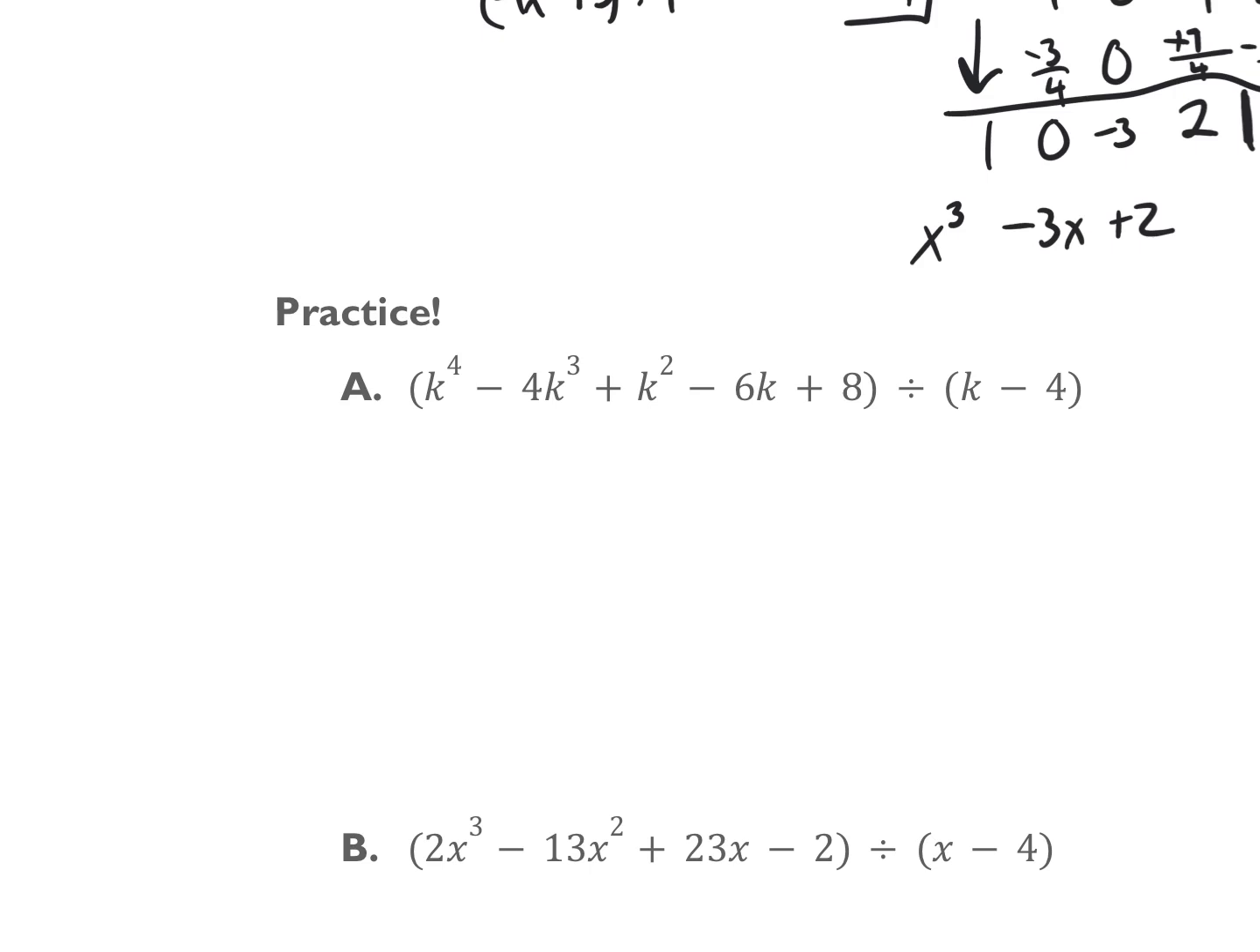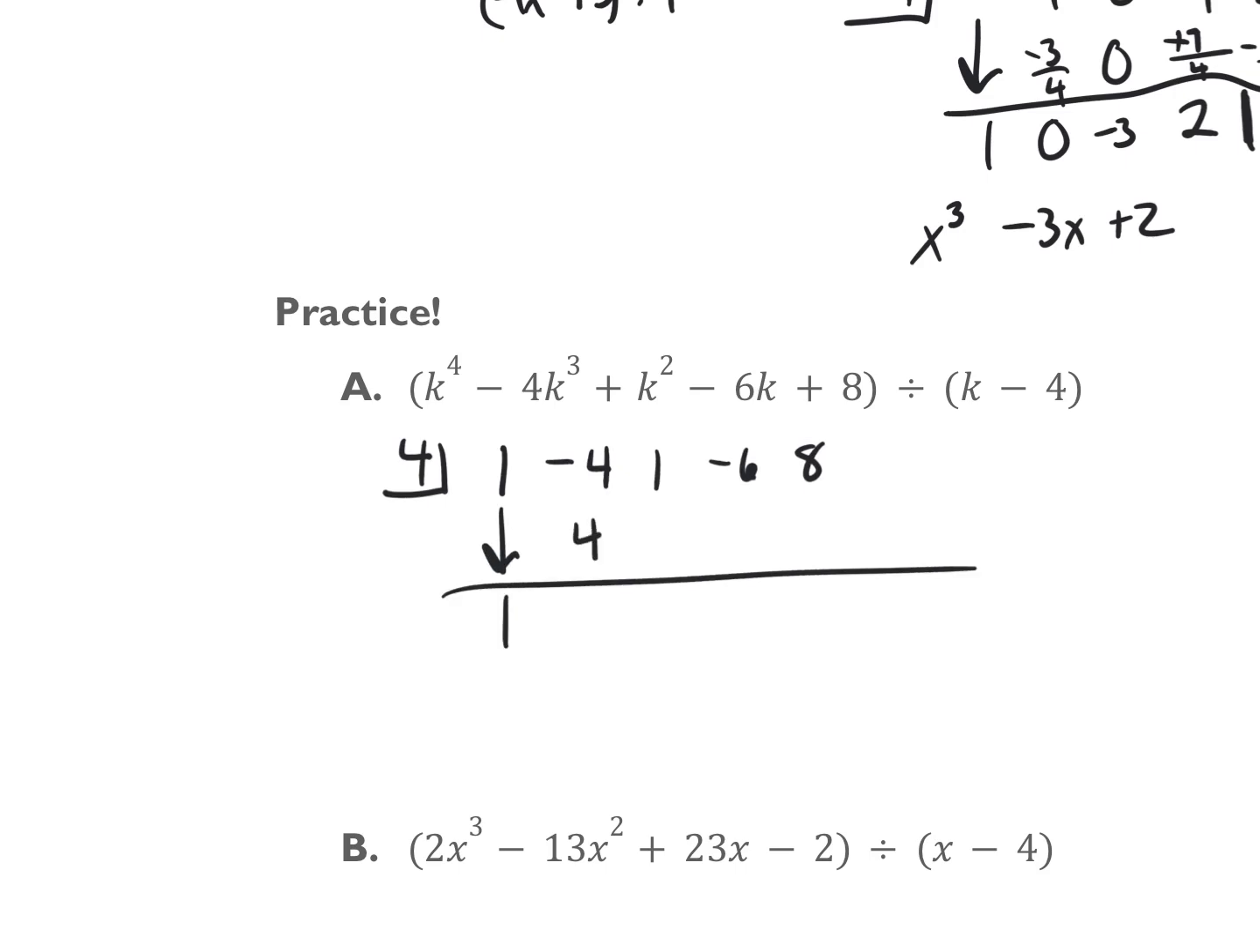All right, so you should have had some time to work through these problems. So we are going to set them up. 4 goes in the box, and then let's see, we got 1, we got -4, we got 1, we got -6, and we've got 8. So we bring the 1 down. 1 times 4 is 4. -4 plus 4 is 0. 0 times 4 is 0.